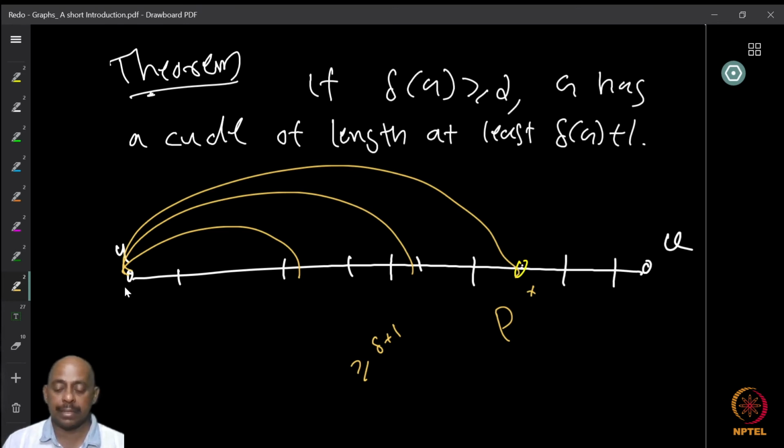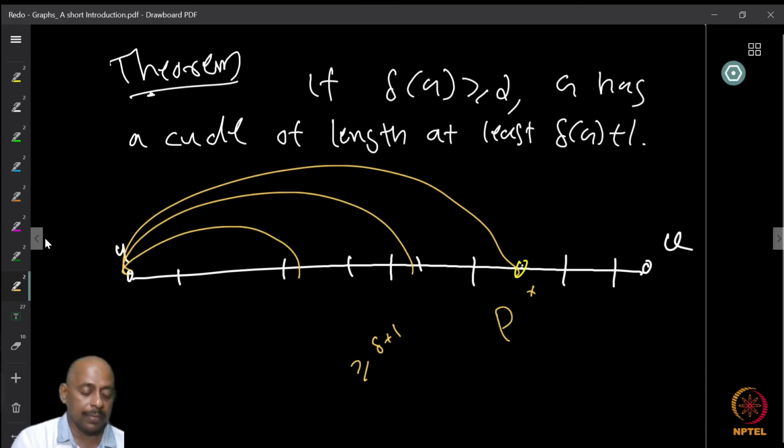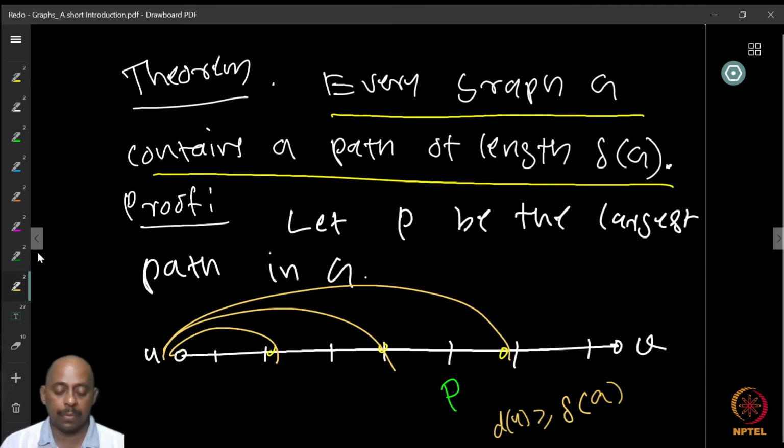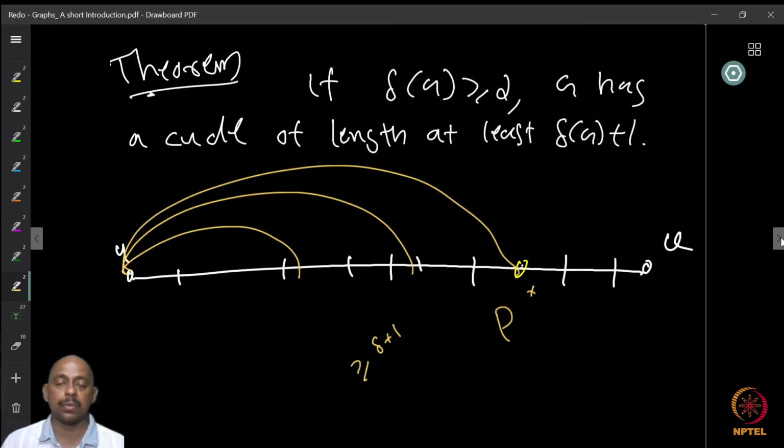So with the same idea, we have proved two theorems now. The first theorem was that if you have a graph G, then it has a path of length at least the minimum degree of G. And then if the minimum degree is at least 2, there is a cycle, and the cycle has length greater than or equal to delta of G plus 1. Okay.